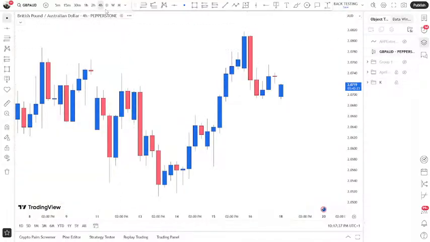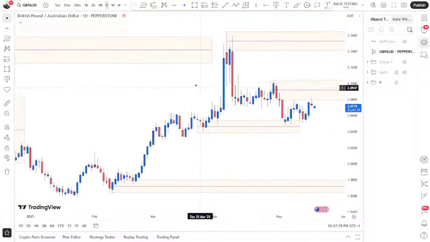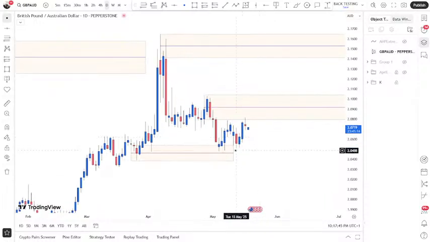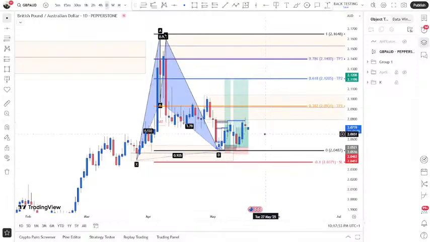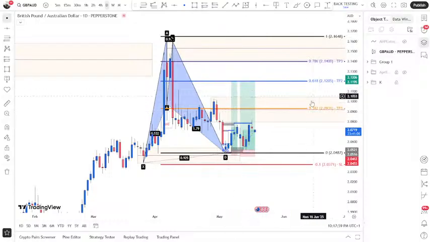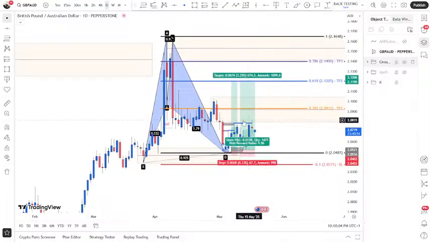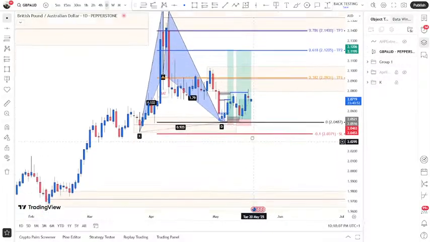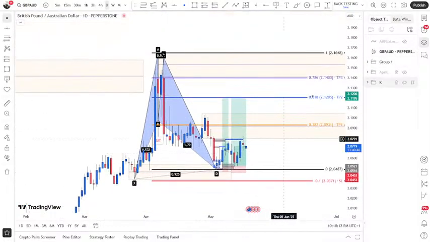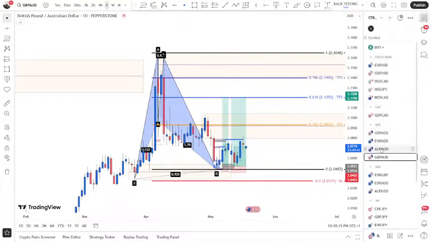So for GBP AUD, I'm still expecting more push to the upside if we can break this minor resistance level there. I'm still expecting a continual push to the upside, and our final target is 0.618. But if we cannot break above this minor resistance level, we might have a 360 push to the downside. So let's look out for that. For now, we don't have any entry on GBP AUD.